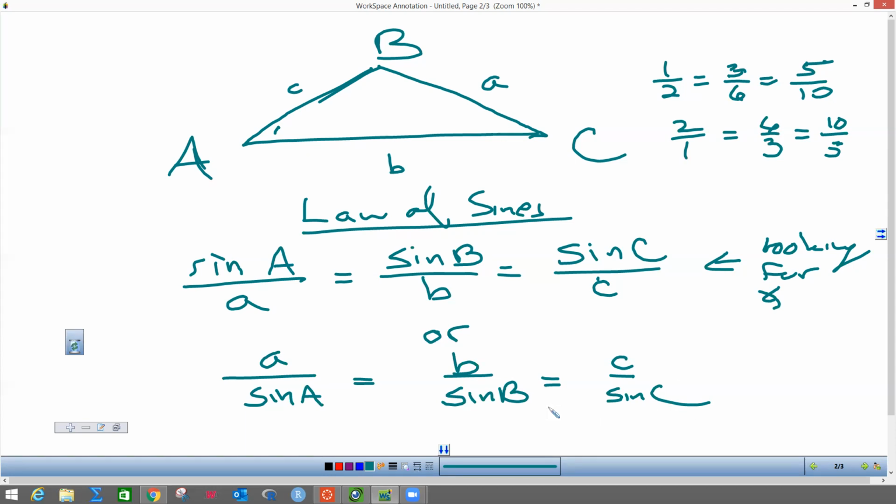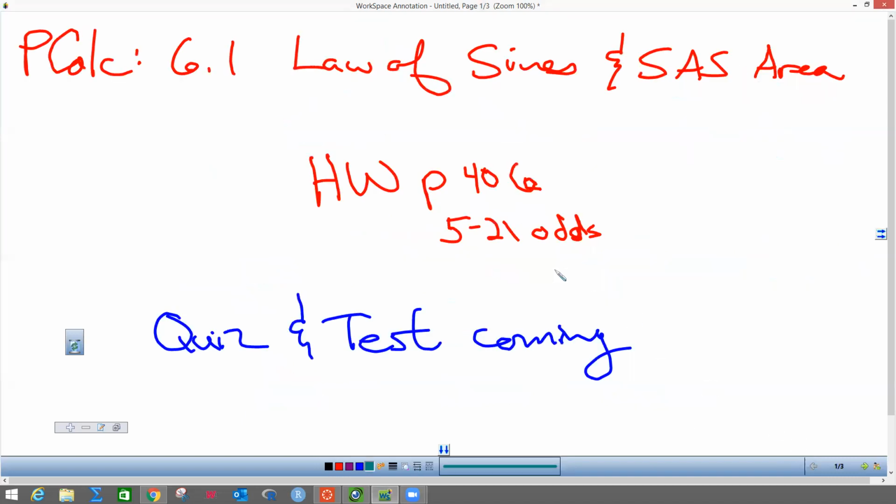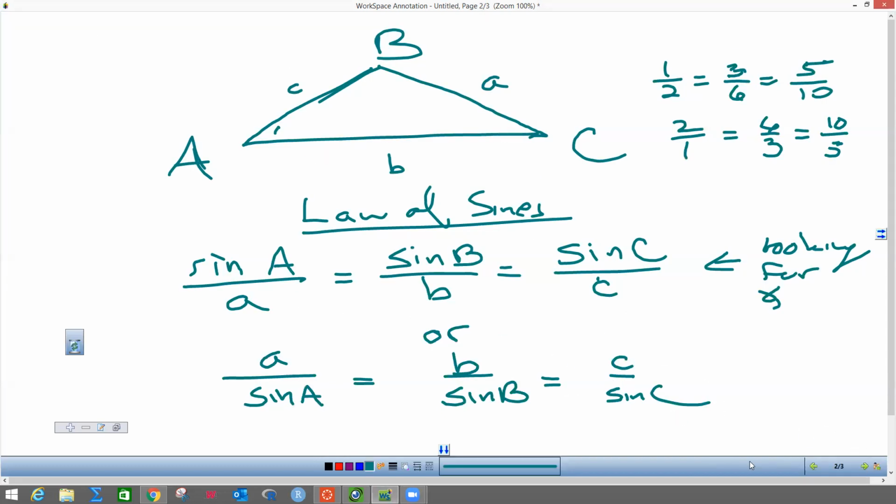All right, so we are doing 5 to 21 odds, I think? Yeah, 5 to 21 odds today in your book. So somebody pick a problem on 5 to 21 odds on the sheet that I just passed out to you, and we're going to do that problem. Number 13. We're going to do number 13 together.